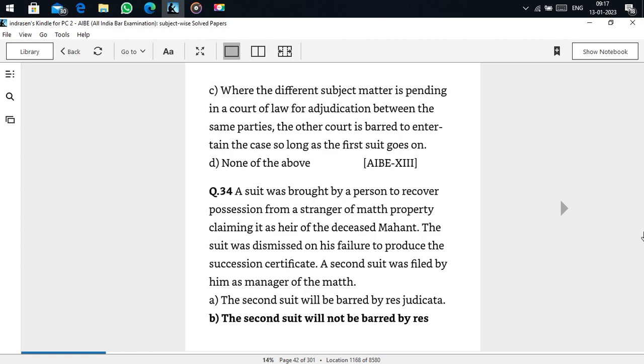So, in such a case, whether the suit can be barred by res judicata or not, because already once the decision is taken. In this case, it is not barred. The second suit will not be barred because the person who has filed is in a different position, as a manager of the mutt.